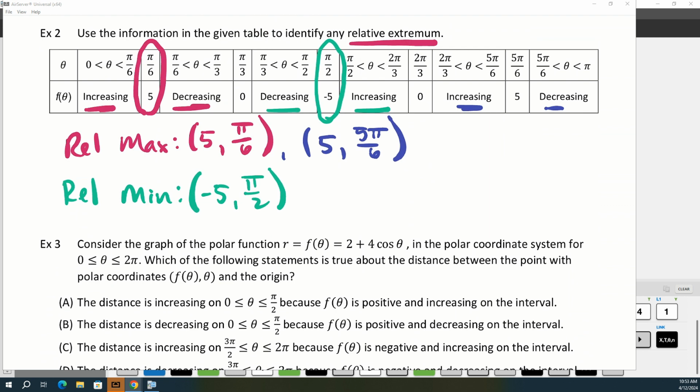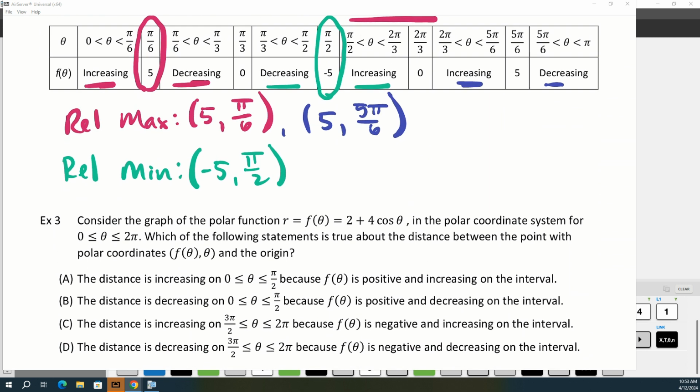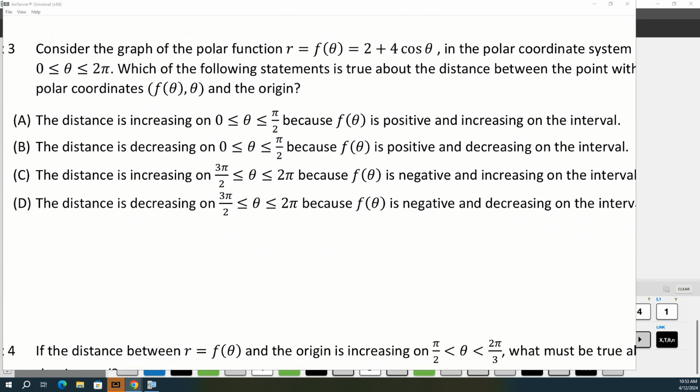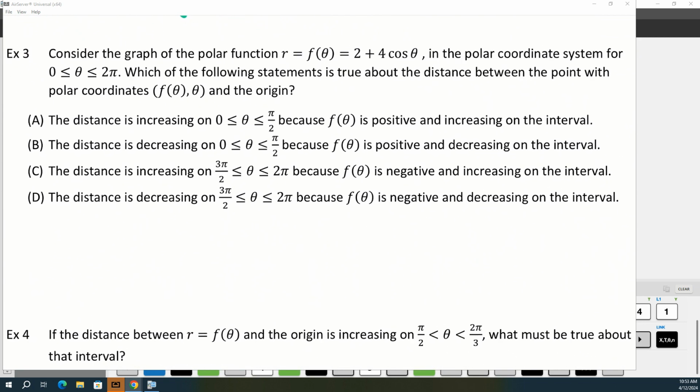All right. And then example 3, we have a polar function. What type of polar function is that? The one nobody wants to say.